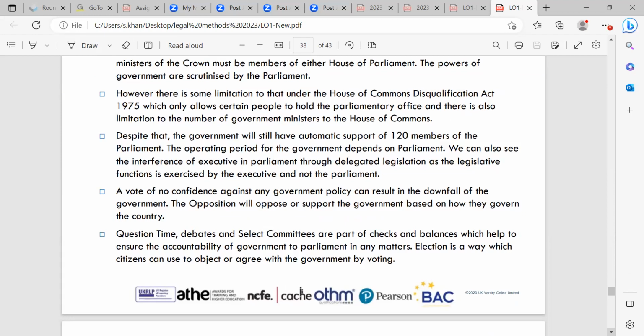The operating period for the government depends on Parliament. We can also see the interference of the executive in Parliament through delegated legislation, as the legislative function is exercised by the executive and not the Parliament. A vote of no confidence against any government policy can result in the downfall of the government. The opposition will oppose or support the government based on how they govern the country. Question time, debates and select committees are parts of checks and balances which help to ensure the accountability of government to Parliament in any matters. Elections is a way which citizens can use to object or agree by voting.